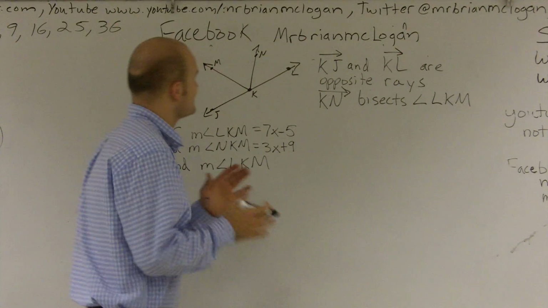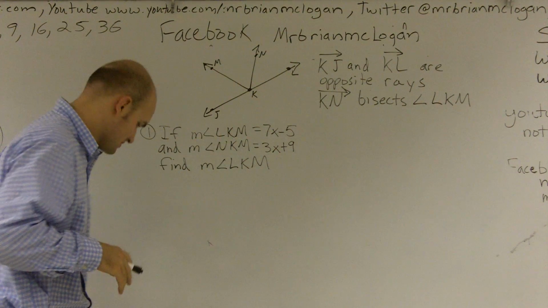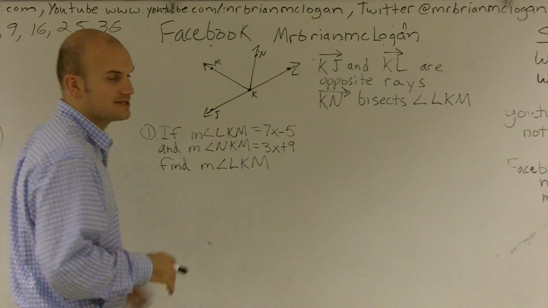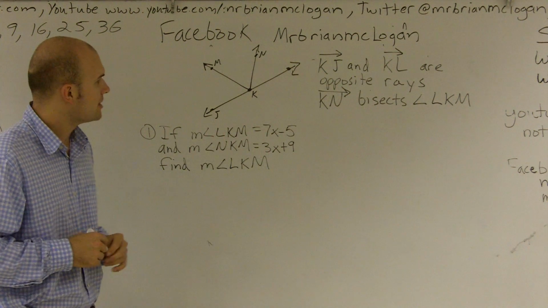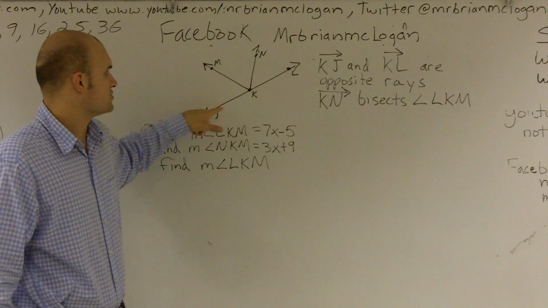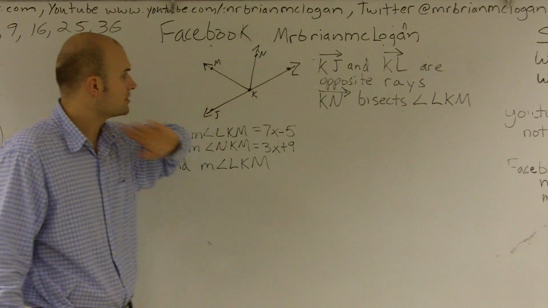What I like to do is do a little geometry for you. So what we have here is a couple rays, and we're going to use these rays to help us solve a couple problems. A couple things you need to know is we have our ray JK, or KJ, and KL. Those are opposite rays of each other.